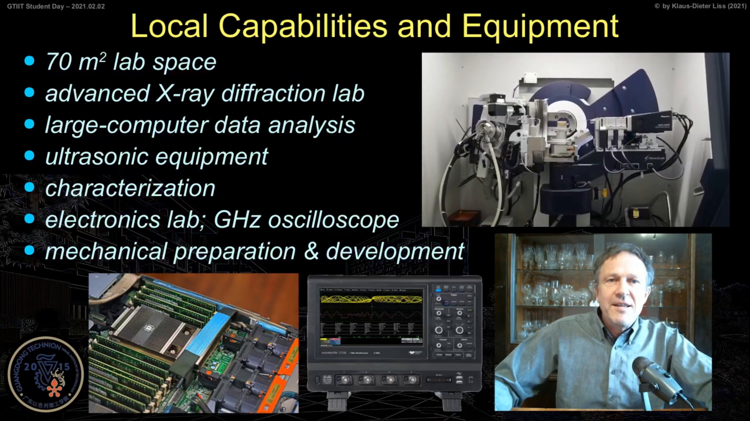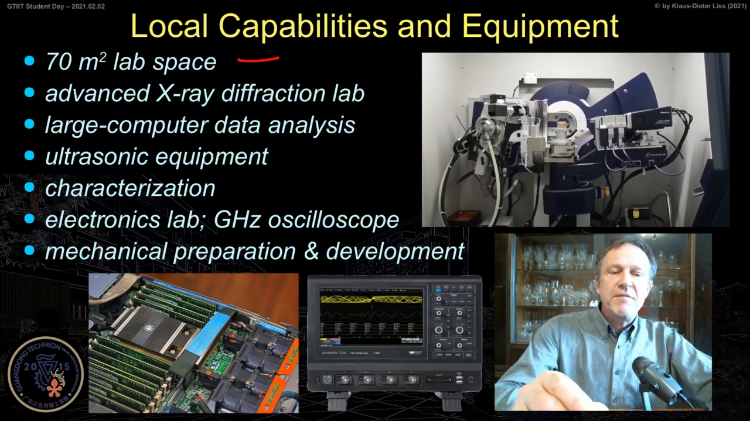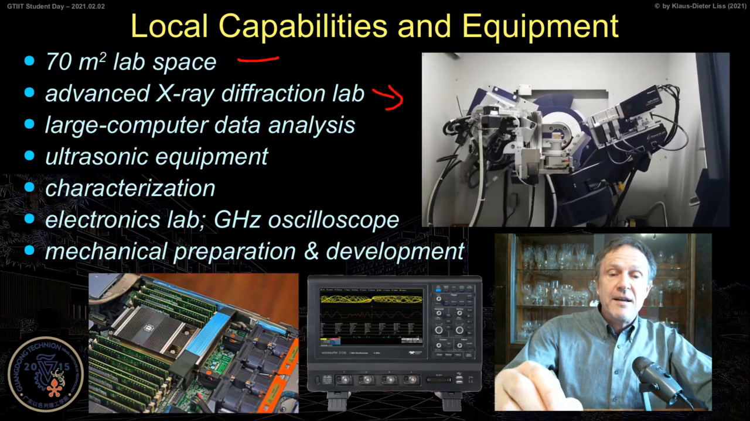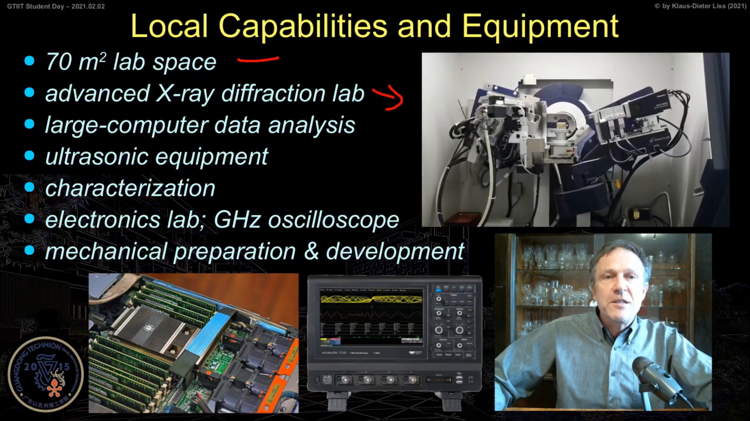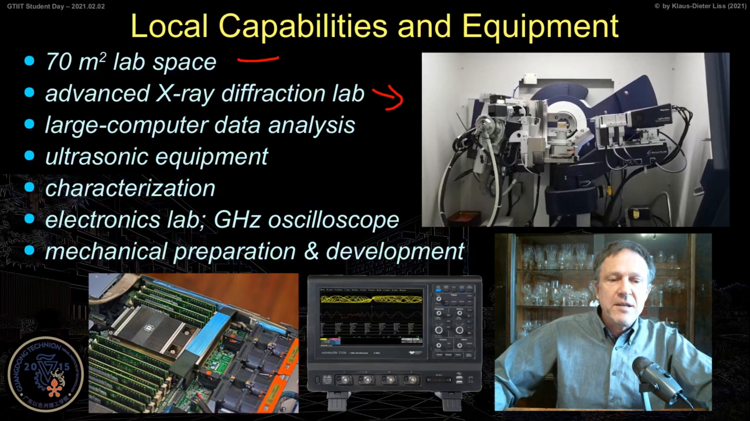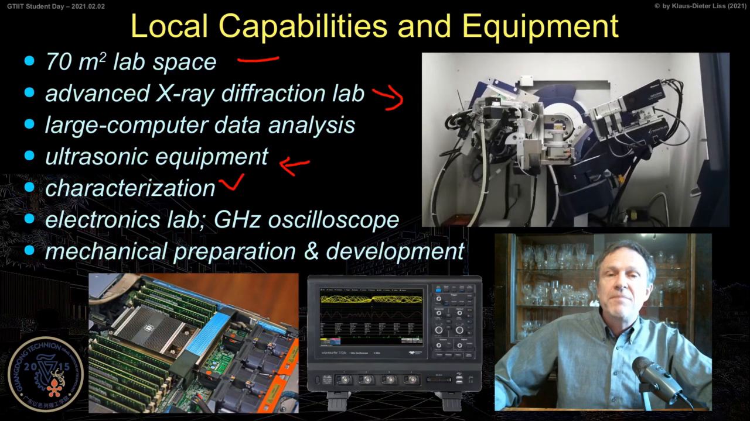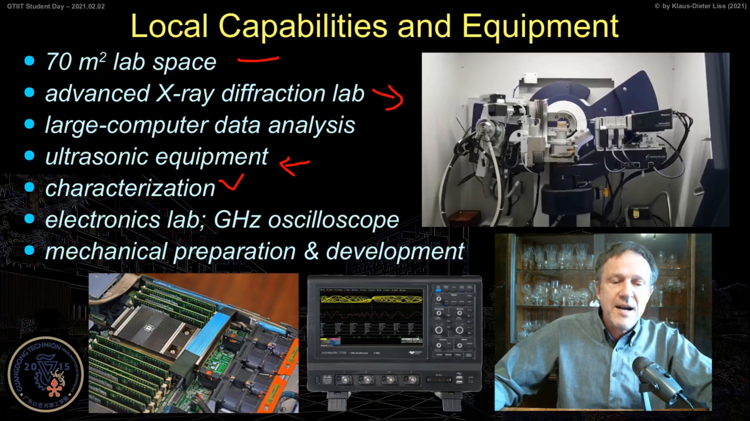Here at GTIT we have local capabilities and equipment. First of all, we have 70 square meters of lab space. We have the advanced X-ray diffraction lab. We have large computer data analysis because we have terabytes and terabytes of data. And we have an electronics lab, particularly a very expensive gigahertz oscilloscope for the high frequency studies.